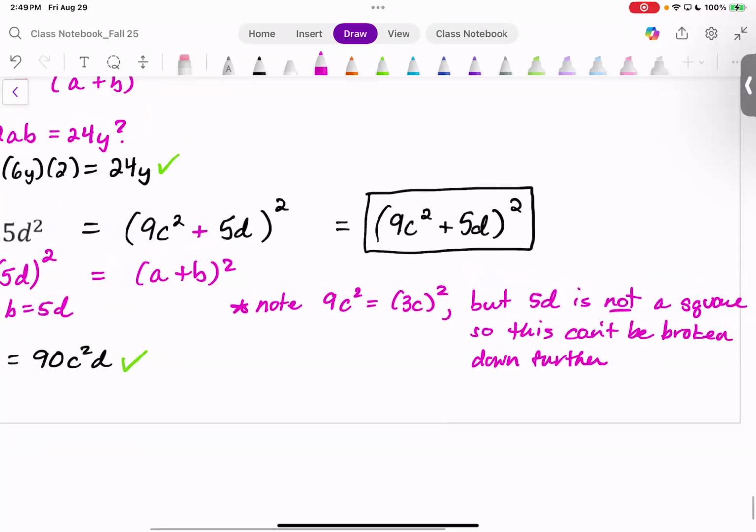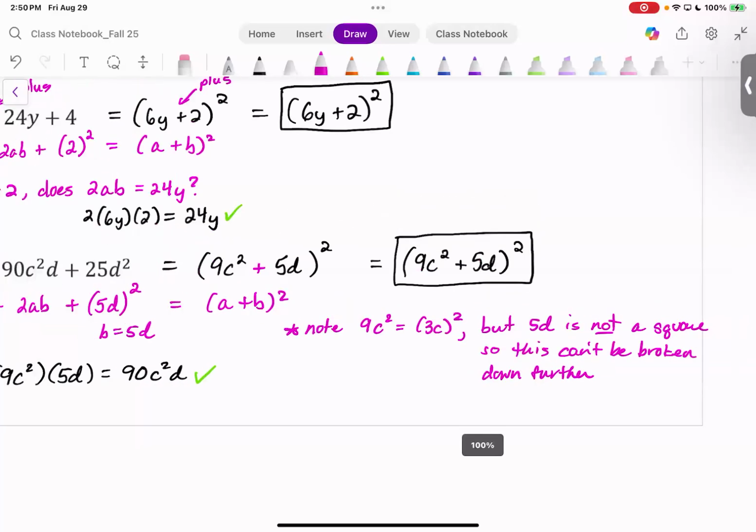But when you want to train yourself to see square numbers, I saw that 9 and that c squared, and I was like, that's 3c squared. Is that something? All right, it wasn't, but you want to get triggered by them.